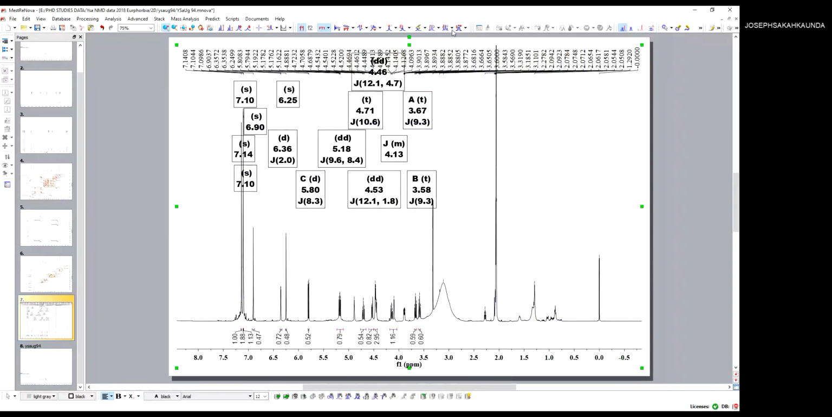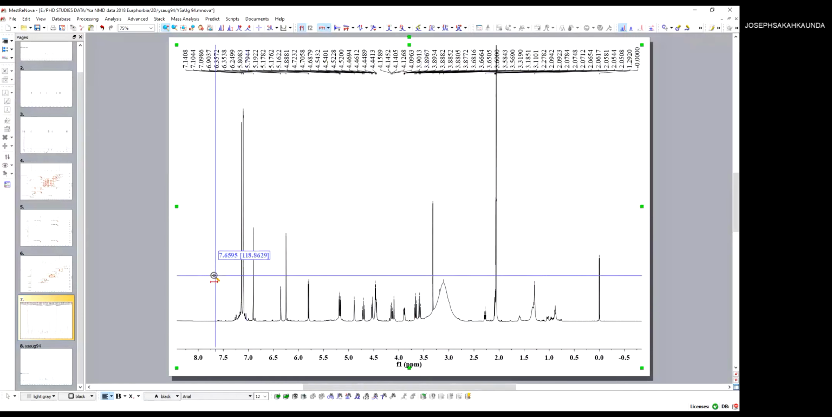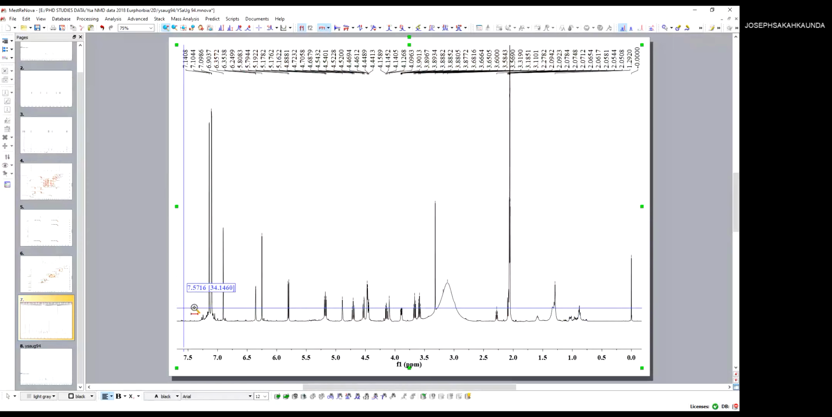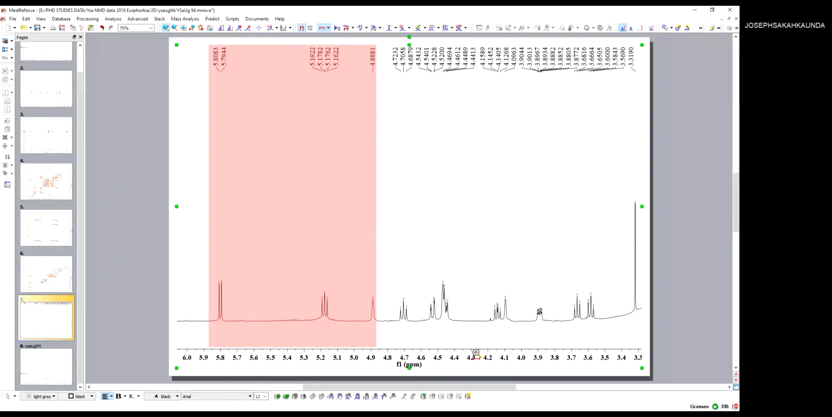I think I'll have to get rid of this, just for the sake of clarity, delete all. Now, let us expand it, because I'm talking of the 2-glucose, we come to this region. There we have, yeah. Expand this.